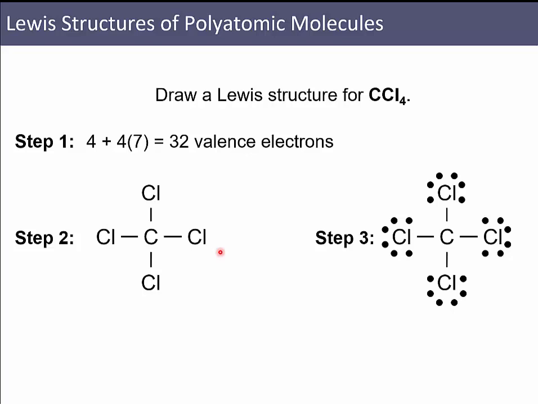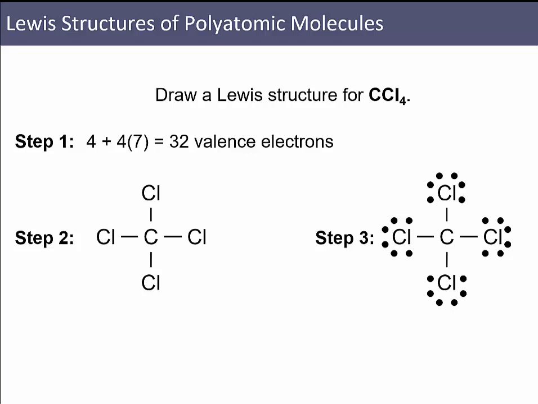Chlorine is pretty much always going to complete its octet. Same thing with oxygen. Oxygen's really going to try to complete that octet either by bonding or forming lone pairs of electrons. So once we've got our 32 electrons, we're going to use 2, 4, 6, 8 electrons. That's going to leave us 24 electrons left over.